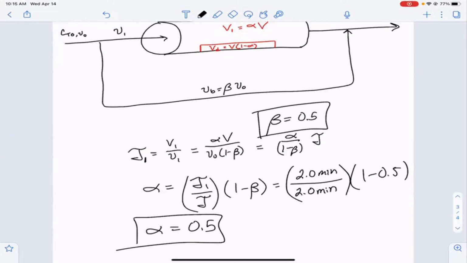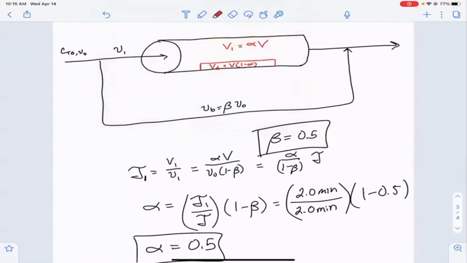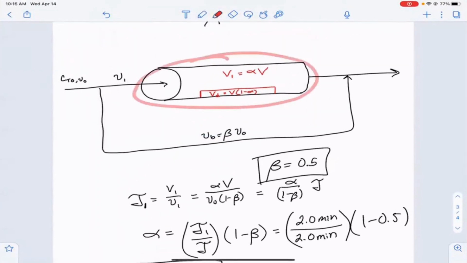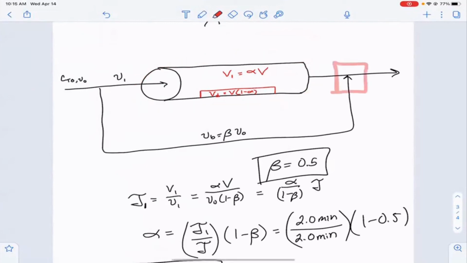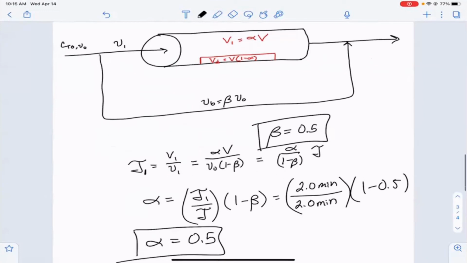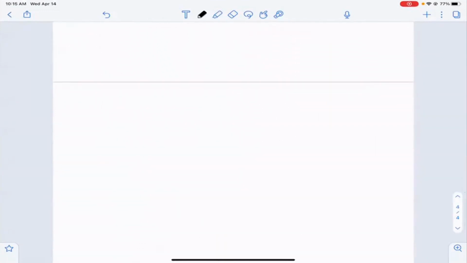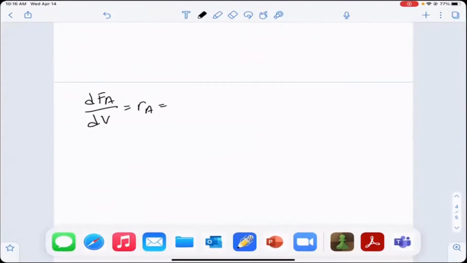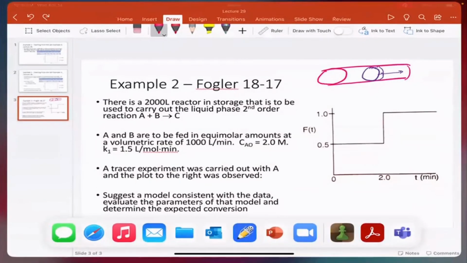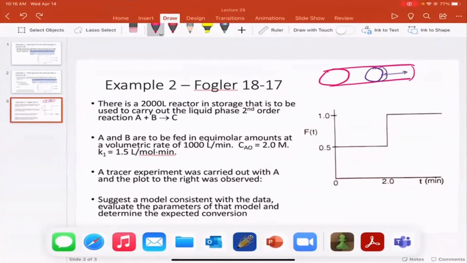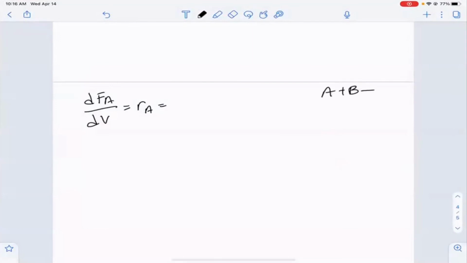Okay. So now that we have used the experimental data to solve for alpha and beta, let's solve for the conversion in the reactor. And we're going to do the exact same thing that we've done previously. First, we're going to do a mole balance on the reactor itself, and then we're going to do one at the mixing point. It'll follow the exact same procedure as the CSTR. And so in a plug flow reactor, we know that dFA/dV is equal to rA. And in this case, we were told that our reaction is A plus B goes to C, in the liquid phase.